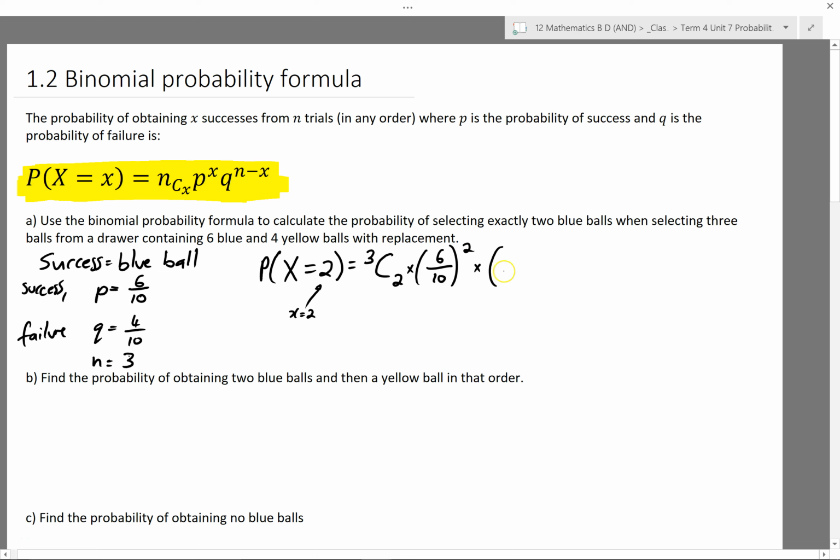Multiplied by probability of failure to the power n minus x. So 3 minus 2.